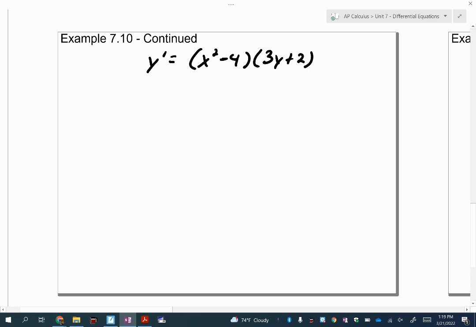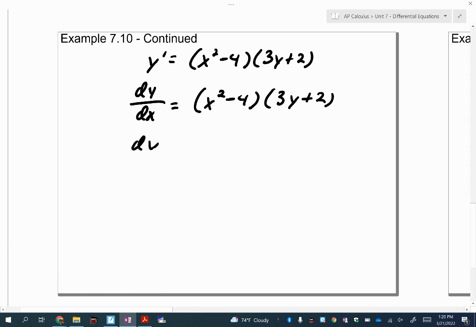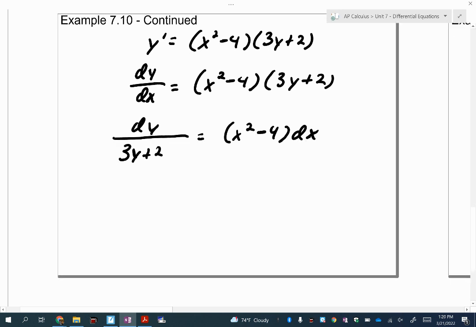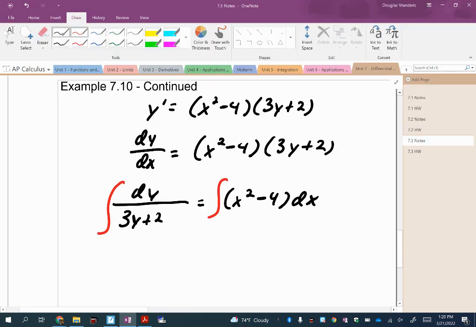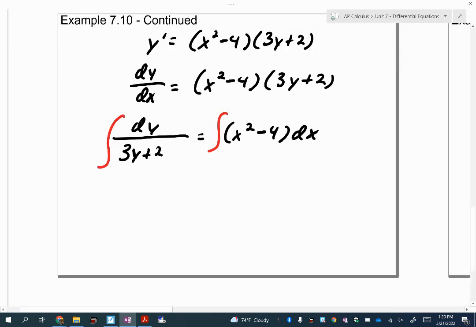I'm going to rewrite y prime as dy/dx, and then move this around so that my y function moves onto the left side with the dy. With quick algebra, this is going to be dy over 3y plus 2 equals x squared minus 4, and the dx multiplies over. Now we're going to find the integral, or antiderivative, of both of these. The one on the right-hand side is a little bit simpler, not so bad.